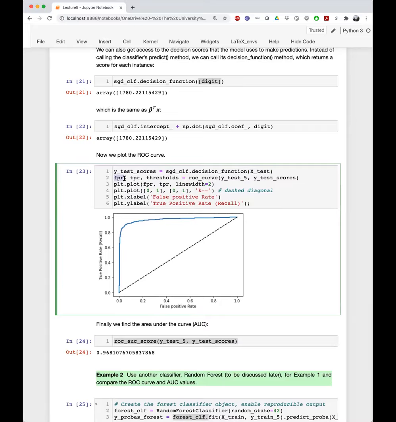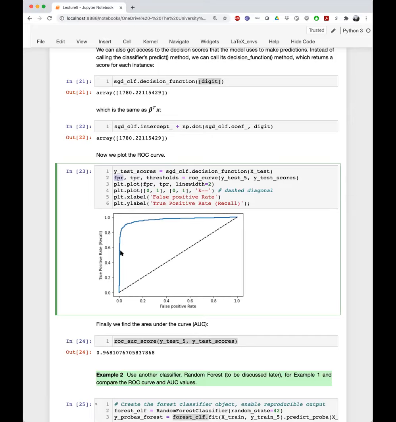You need FPR, that's false positive rate, that's the x-axis. The true positive rate, that's the recall, that's the y-axis. So based on TPR and FPR, we can make the plot. So we plot FPR versus TPR. Sorry, it's TPR versus FPR. We set the line width to be 2, and we make this y equal to x plot. That's just 0, 1, 0, 1 to give you this y equal to x line. Our x label is false positive rate and y label is true positive rate. So you get this ROC curve.